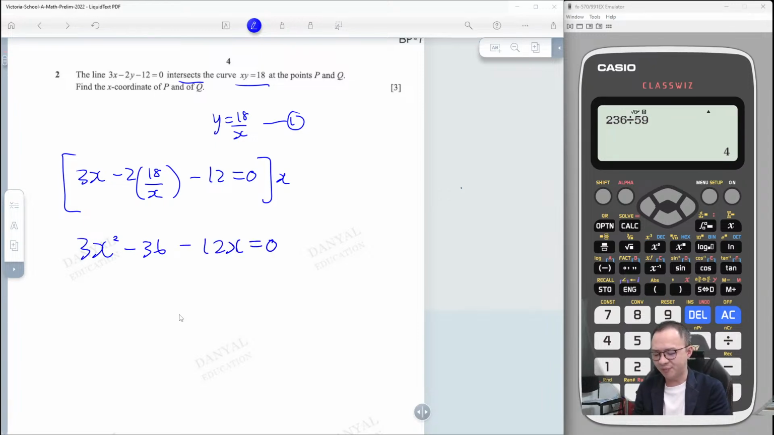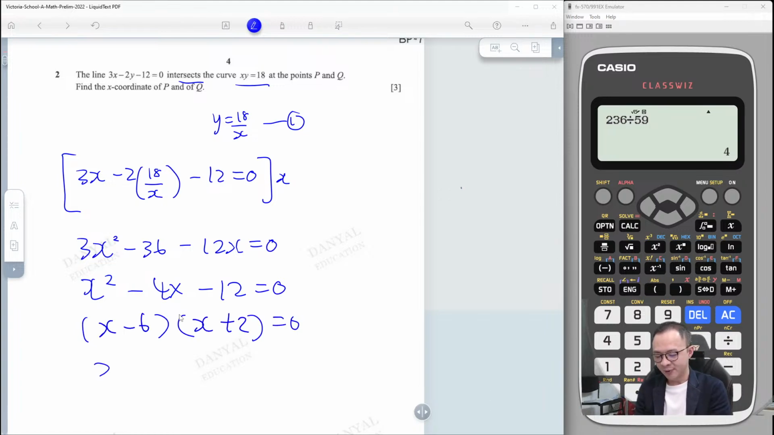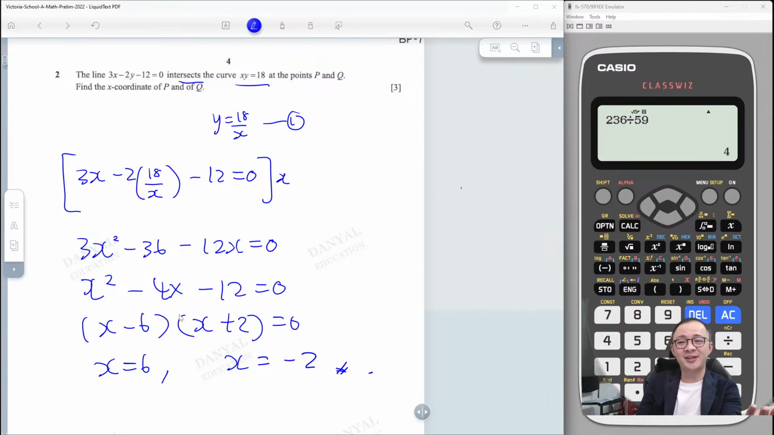I will divide by 3 maybe. x squared minus 4x minus 12 equals 0. And then we will factorize accordingly. This is x minus 6, x plus 2. They just ask about the x coordinate, so we will just stop here, unless they want the y coordinates, then we need to show.